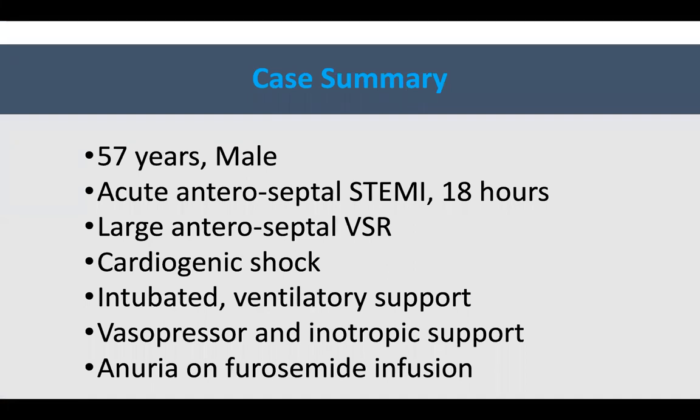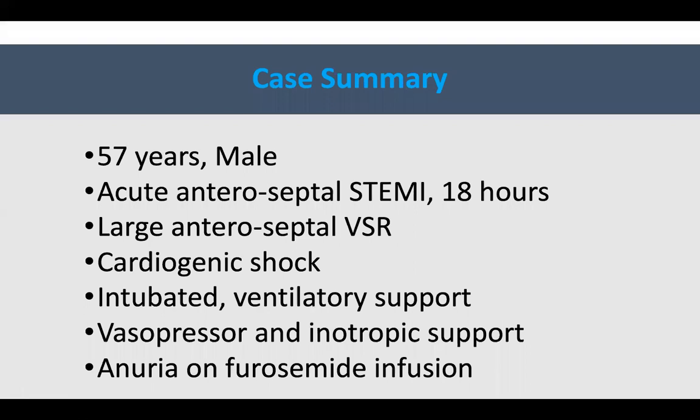We had one patient who was 57 years old. He was male. He presented with acute anterior MI. It was a very fresh MI, just less than 1 day, 24 hours. He had a large anterior septal MI. This VSR was diagnosed. He was in shock state. He was intubated and ventilated. He was on vasopressor and inotropic support, anuric on furosemide infusion, and he was on an IABP, which I didn't mention here. This is the case summary of one of our patients.